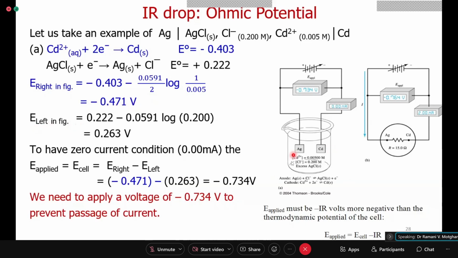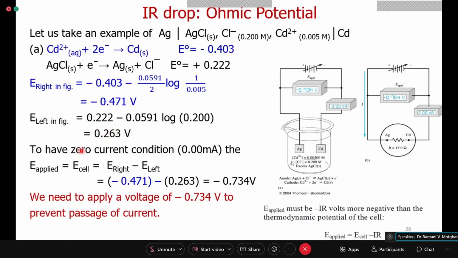And for the E left, we are not assigning where oxidation is taking place or reduction is taking place. We are just finding out what are the potentials of your E right and E left. So the E left potential comes out to be positive 0.222 minus 0.0591 log of 0.20, that is your chloride ion concentration. Okay, so that comes out to be 0.263. So this is a positive value, this is a negative value.